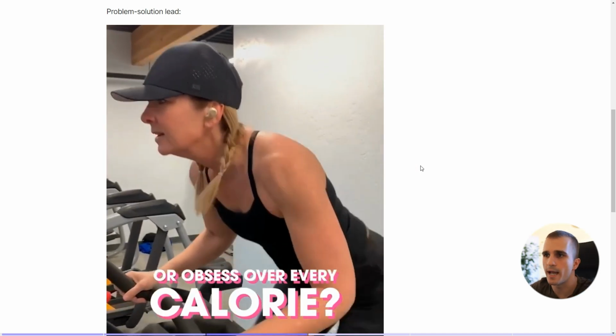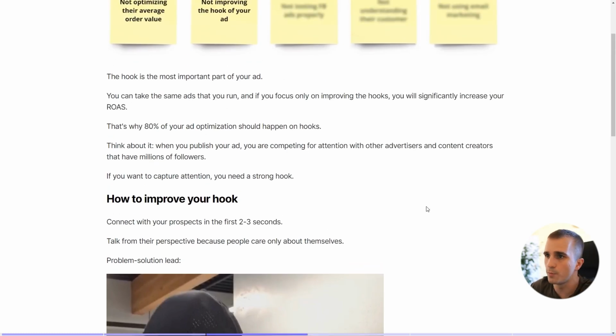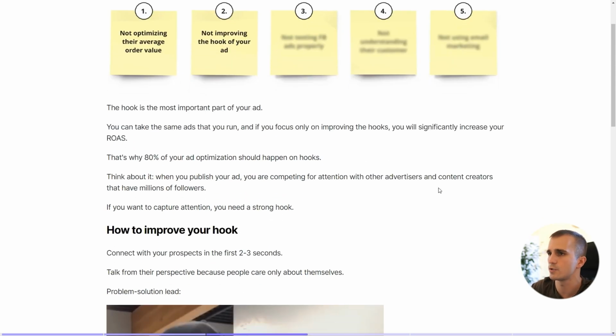So you can see how the ad starts right away. Do you obsess about losing weight, but you have this problem and this and that? That way you are asking them, you're pulling them into the ad. You never want to start your ad with, we are this and that, we offer this solution, and stuff like that. That's just pretty ineffective. So always try to improve your hook, and wait for the fourth point, because it will really help you a lot with this. So let's go further.